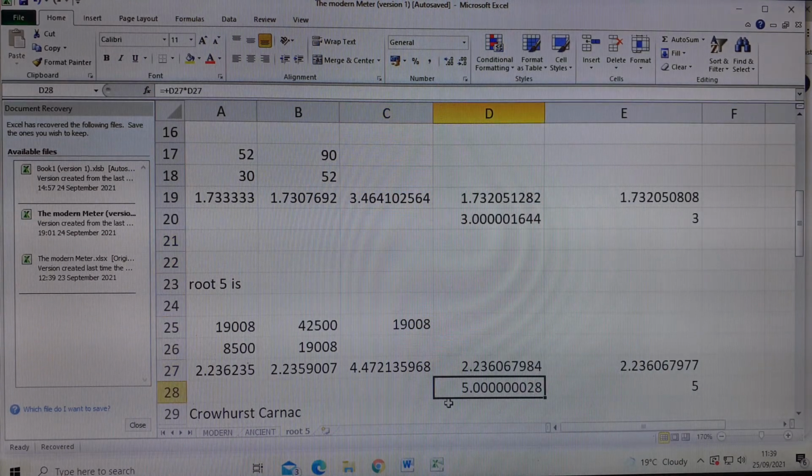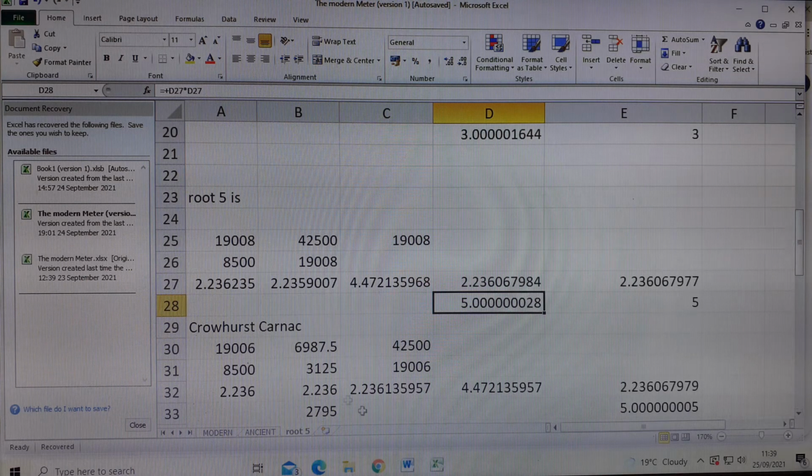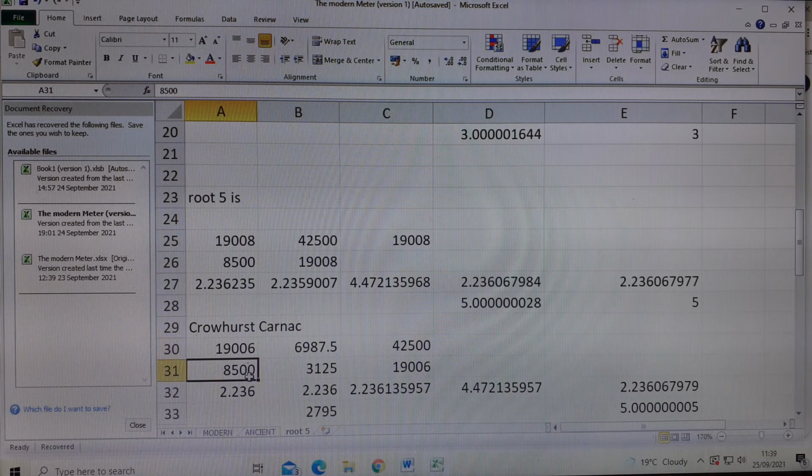So we've got this version of root 5, and now we're going to go to Crowhurst at Carnac, because this is what he's discovered. 19006 divided by 8500 is 2.236. What a fabulous approximation of root 5 that is.